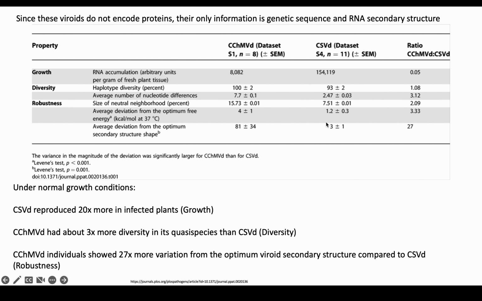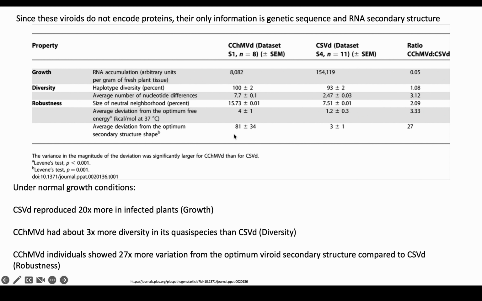And if you look at CSVd, it has a very narrow deviation, so it doesn't change much. Basically, it's always pretty close to optimal secondary structure. So everything on the one side is mostly paired to everything on the other side. Compare that to chrysanthemum chlorotic mottle, and look at that, 81. And so it's 27 times more likely, or it's going to have 27 times more deviation from that perfect, that ideal of the 2 sides being complementary to each other. That's really something. That is pretty astounding.